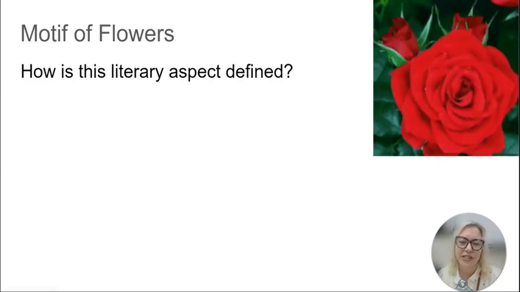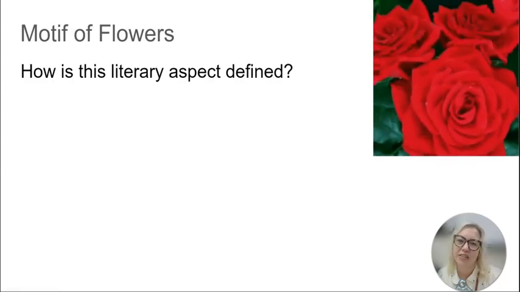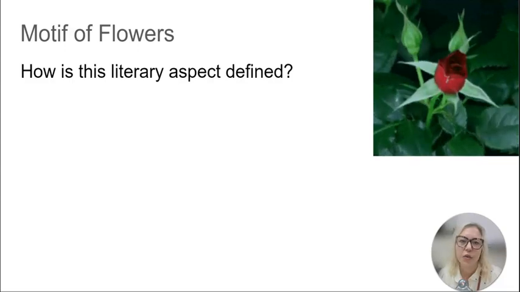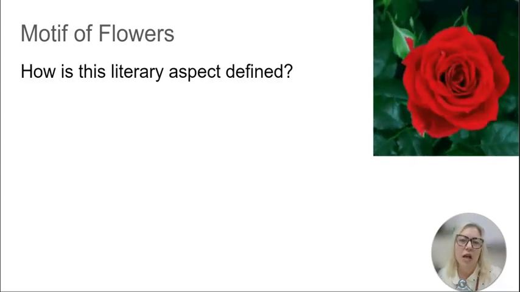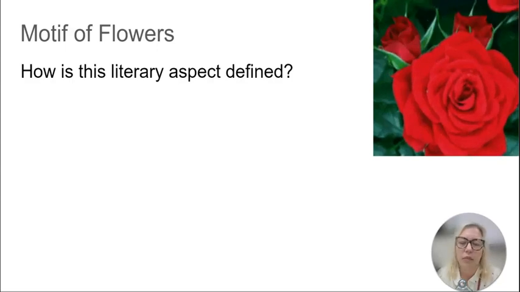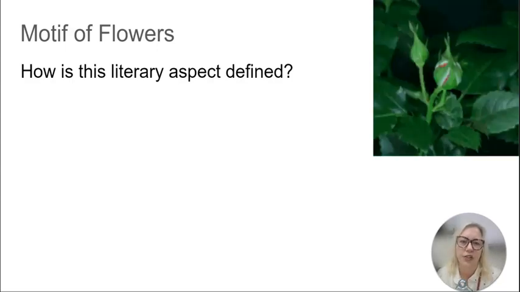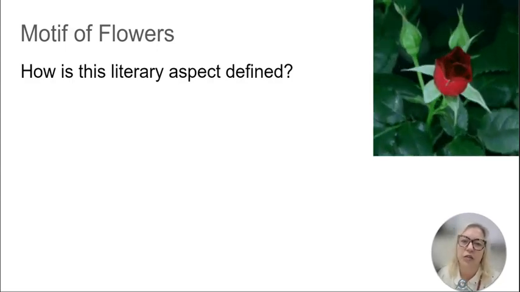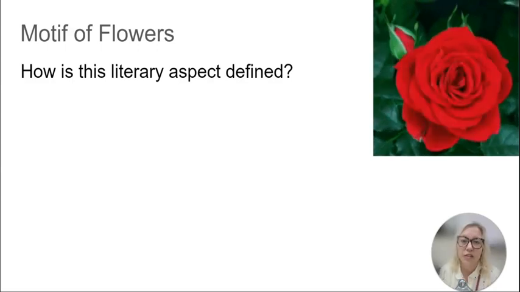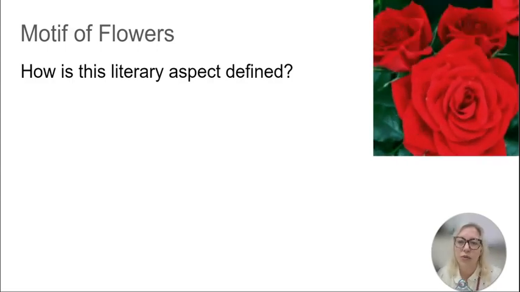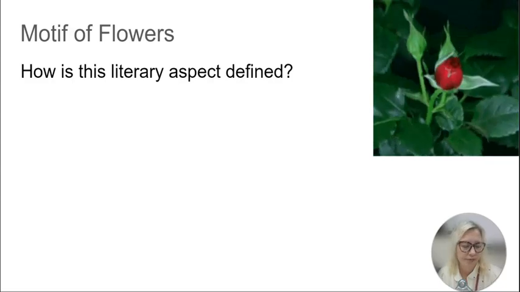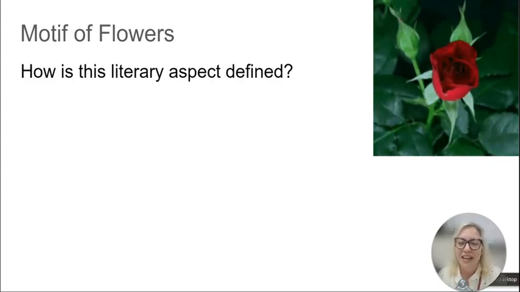It's 2.2, step 3, literary aspect jigsaw. And this is the video where I'm explaining to you what it is we're talking about with your particular literary aspect that you decided to trace. So for this video, I'm talking about the motif of flowers. All right, you got the right video? All right, let's get started then.